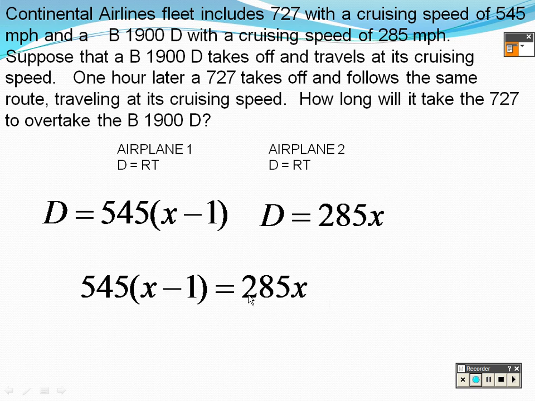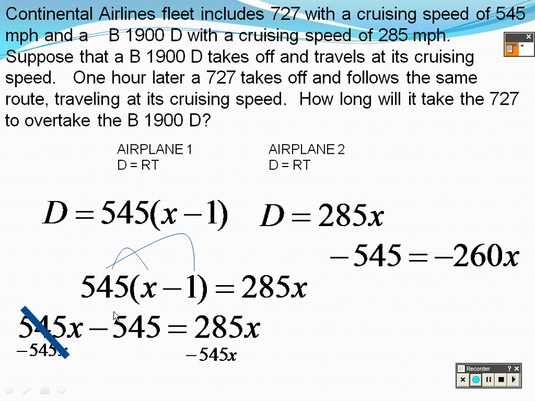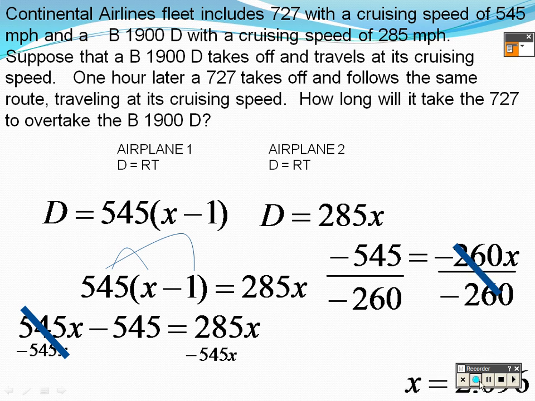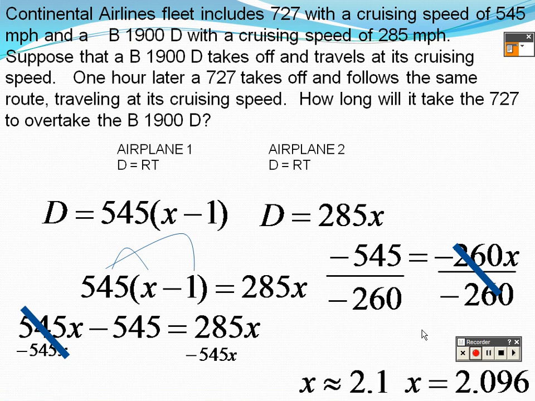So we set them equal to each other. 545 times x is 545x. 545 times 1 is negative 545. So I combine my like terms by subtracting 285x from both sides. This way I get all the numbers on one side and all the x's on the other. I divide by negative 260 on both sides. And we end up getting x equals 2.096, so about 2.1 roughly.